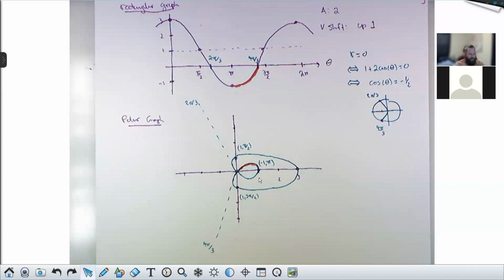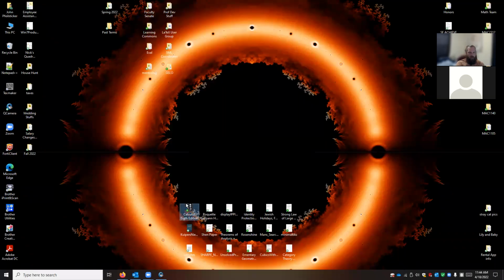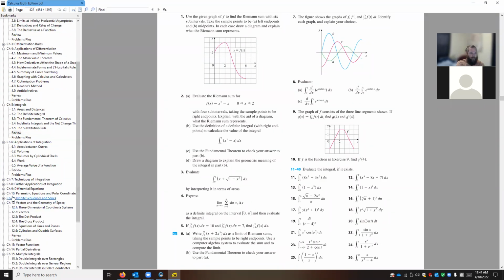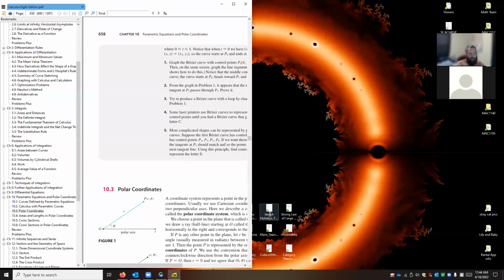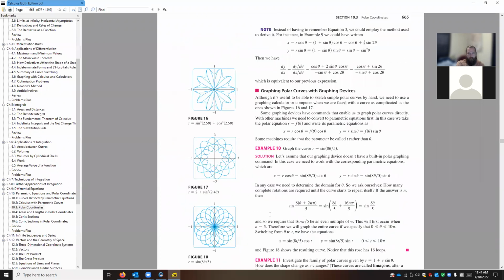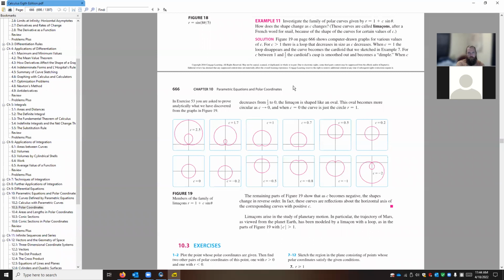There is an example in your textbook, not an exercise, but a worked example that I want you to read, where they discuss this. Here, example 11, starting on page 665. Investigate the family of polar curves given by 1 plus c sine theta. How does this change as c changes? These are called limaçons. So here are some examples.